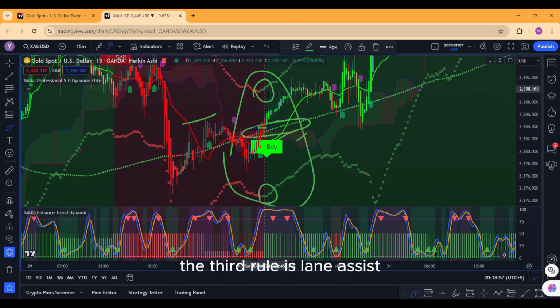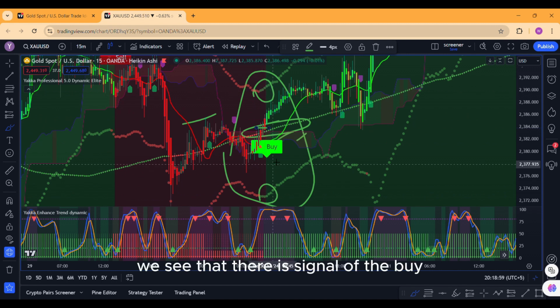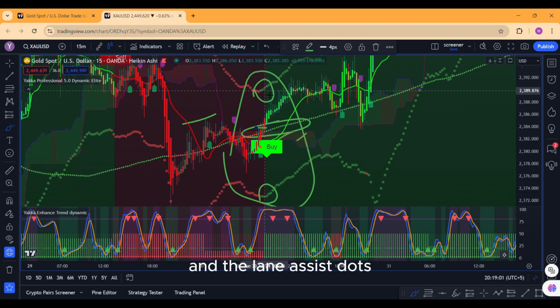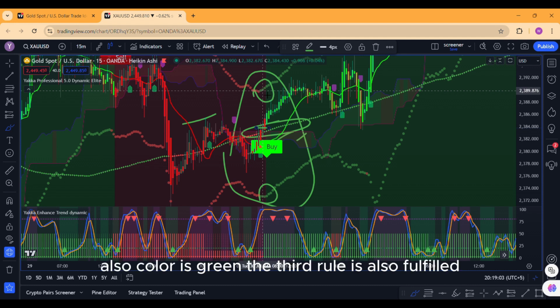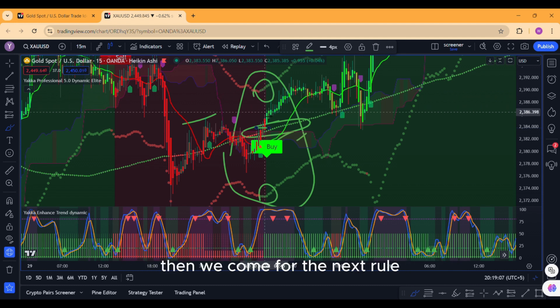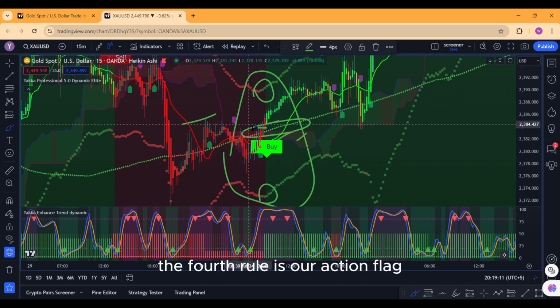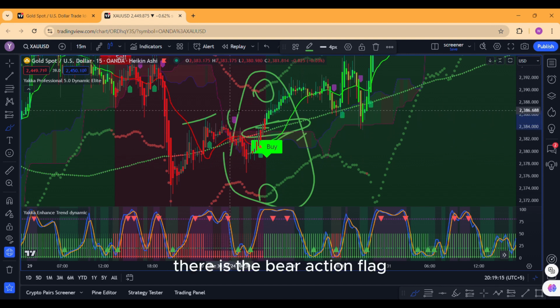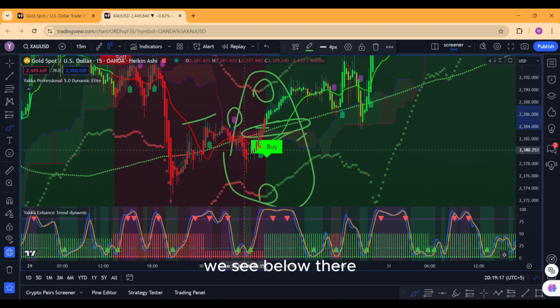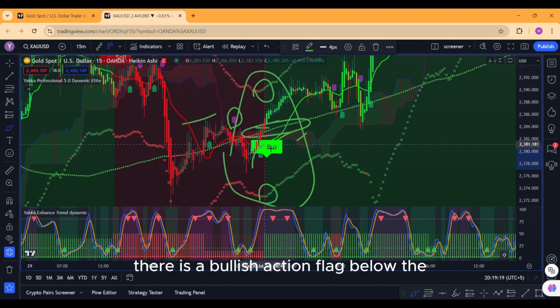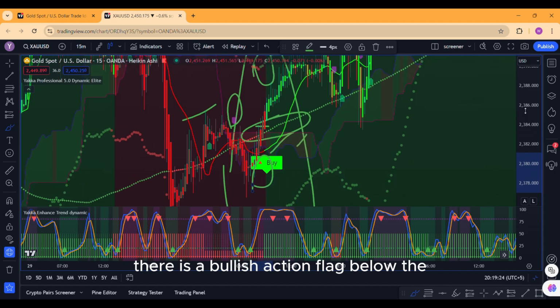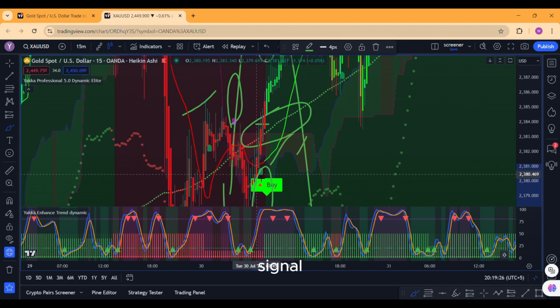The third rule is lane assist. We see that there is a buy signal and the lane assist dot color is also green. The third rule is also fulfilled. Then we come to the next rule. The next is the fourth rule. The fourth rule is our action flag. There is the bear action flag. We see below that there is a bullish action flag below the signal.